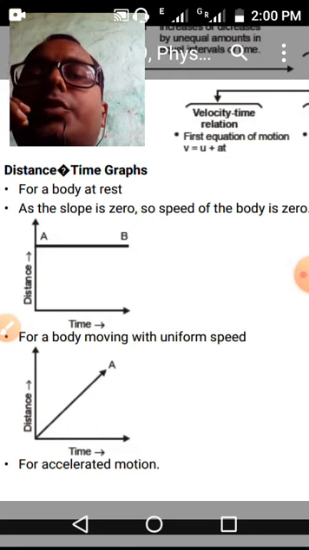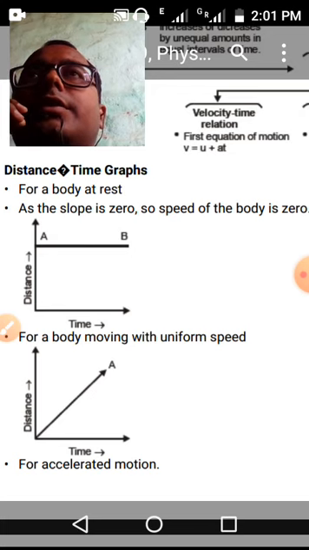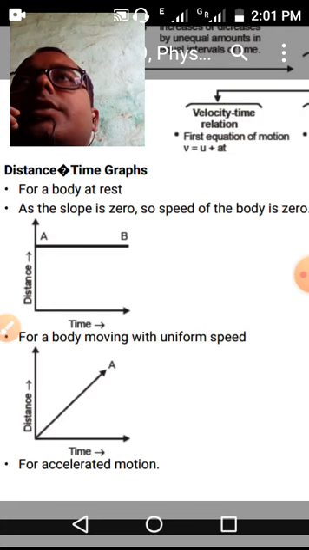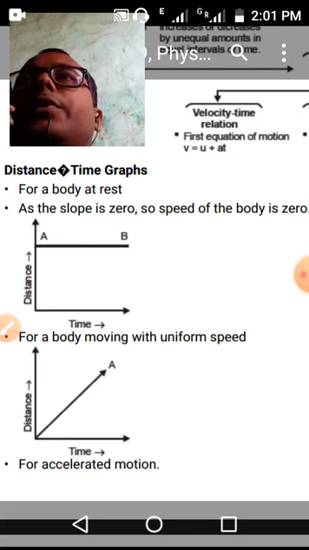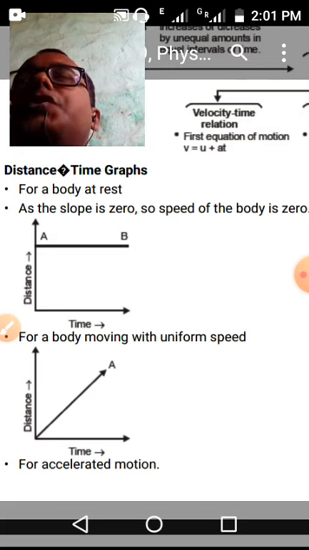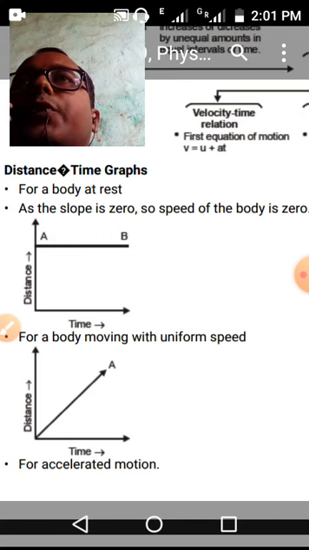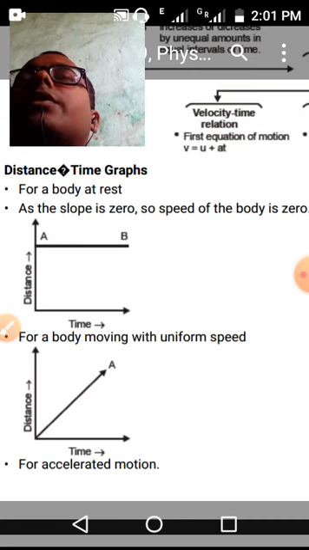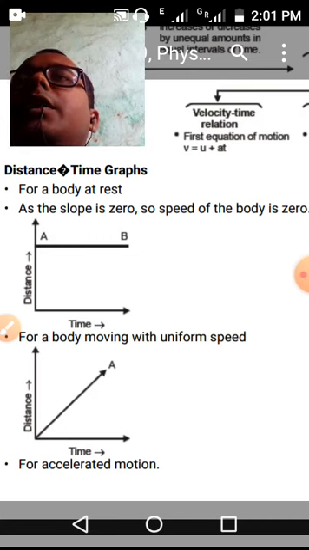Let's start motion. First, we discuss the important terms, and the first term is distance. So, first of all, what is distance? As we know, any body starting from the initial point, which is called the reference point, and the end point is called the final point. The distance covered, or the path covered, between the initial point and the final point is called distance.